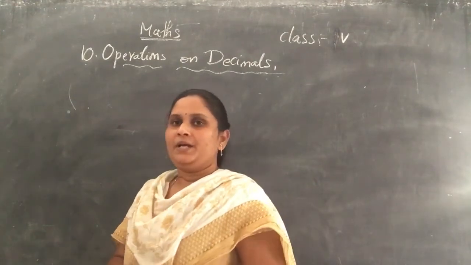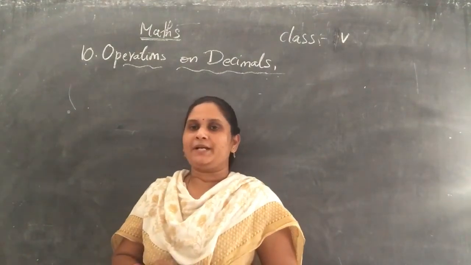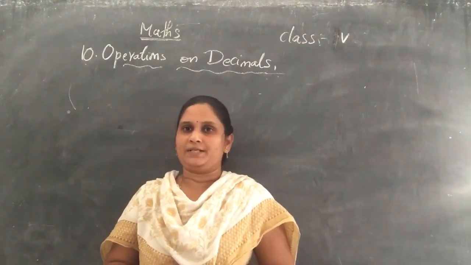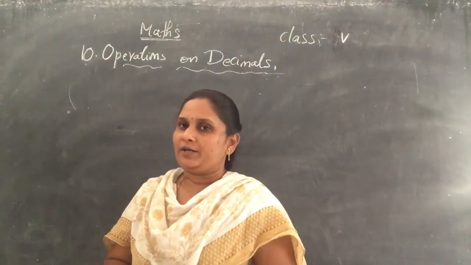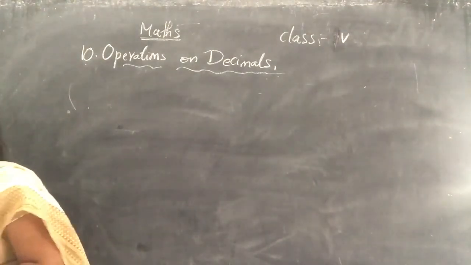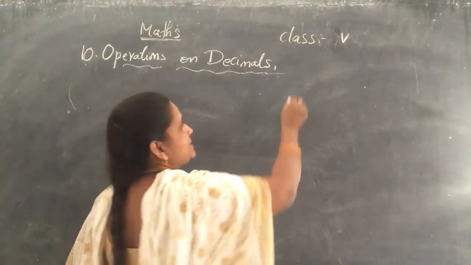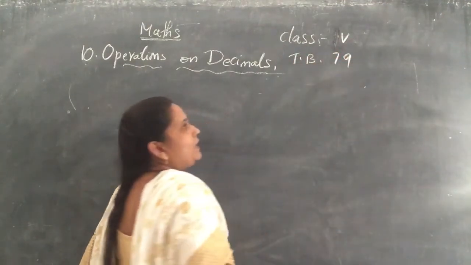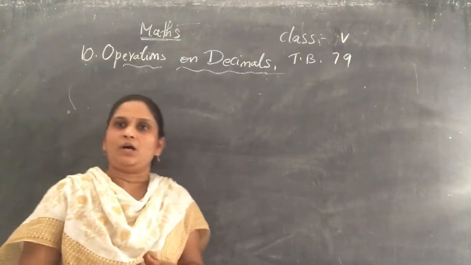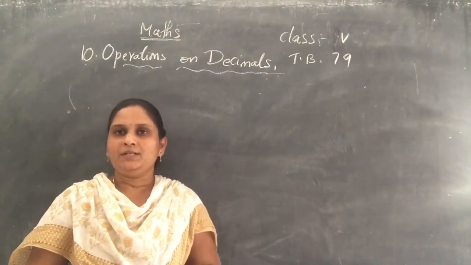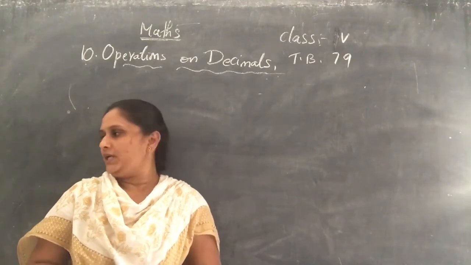So everyone take out your maths classwork books, and in that you can write chapter 10 and operations on decimals, and after that take out your textbook. Open your textbook page number 79. Here they mention the operations on decimals. Okay, so first we will start doing the additions, how to do decimal additions.